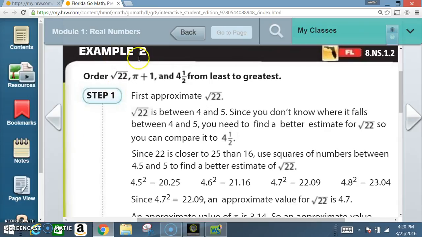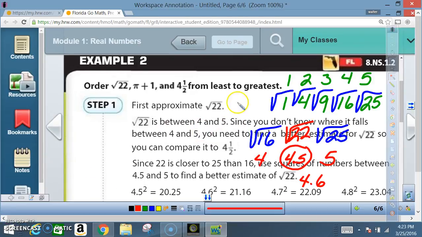Okay, example 2 from the book. Order the square root of 22, pi, which is 3.14, positive 1, and 4 1/2 from least to greatest. First thing you have to do is approximate the square root of 22. The square root of 22 is between 4 and 5. Okay, now how do we know that? All right, we know that from the trick I taught you earlier.